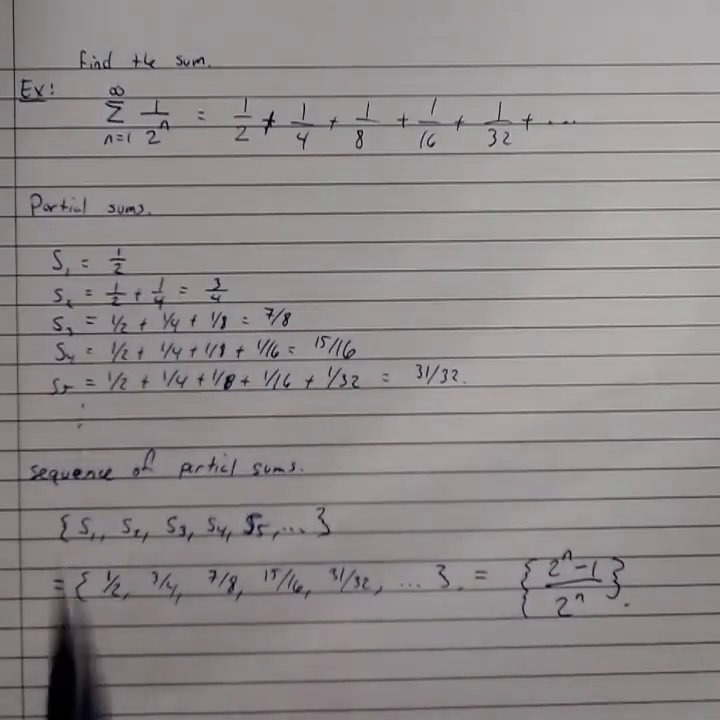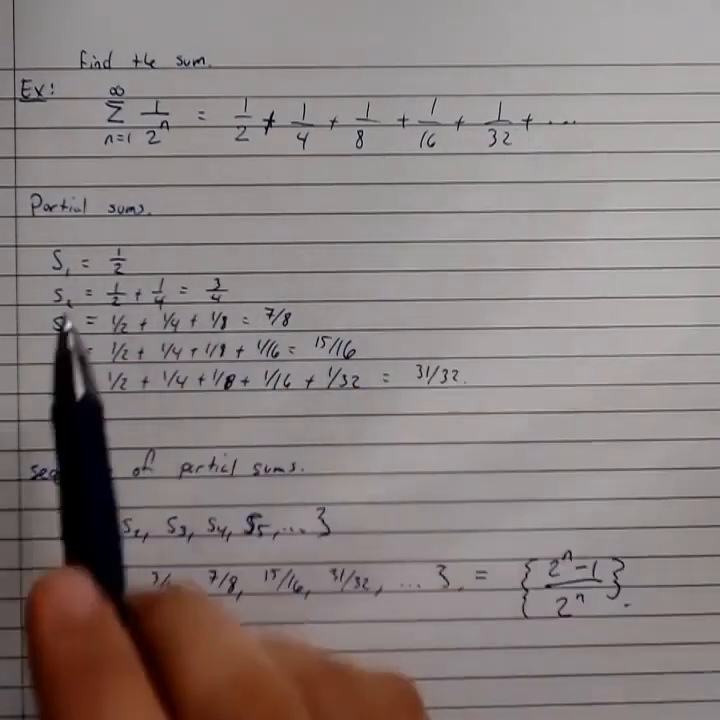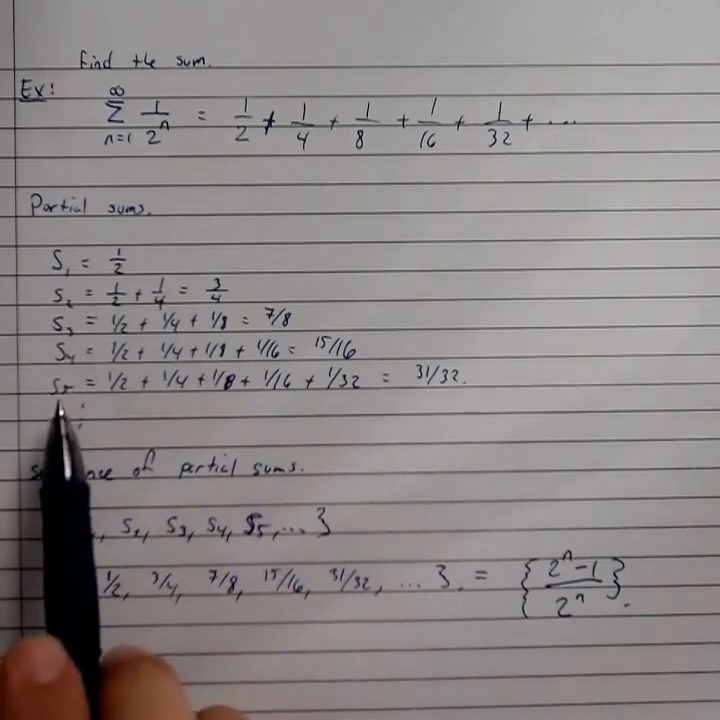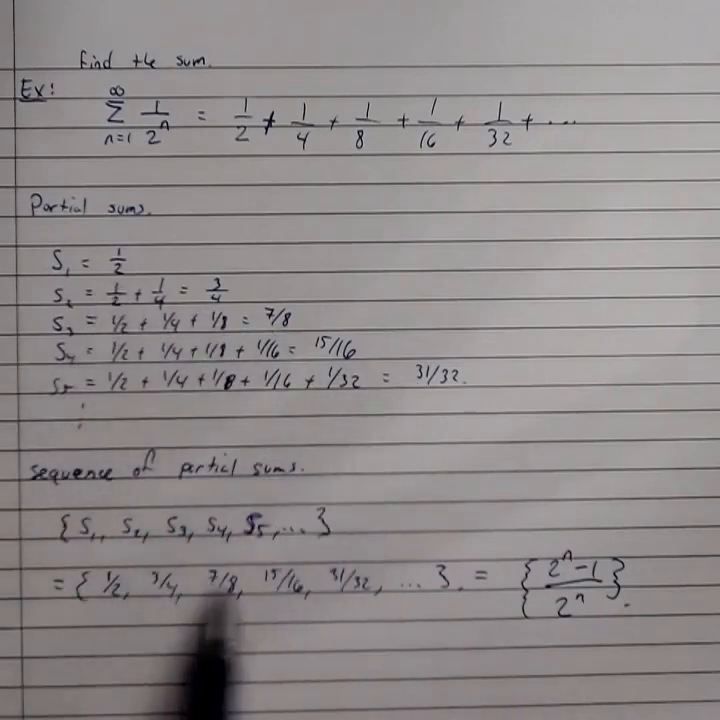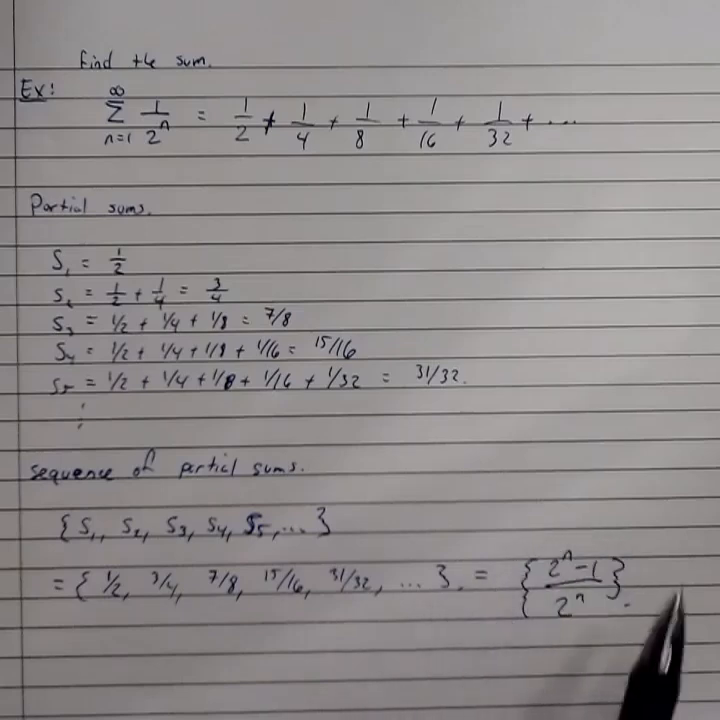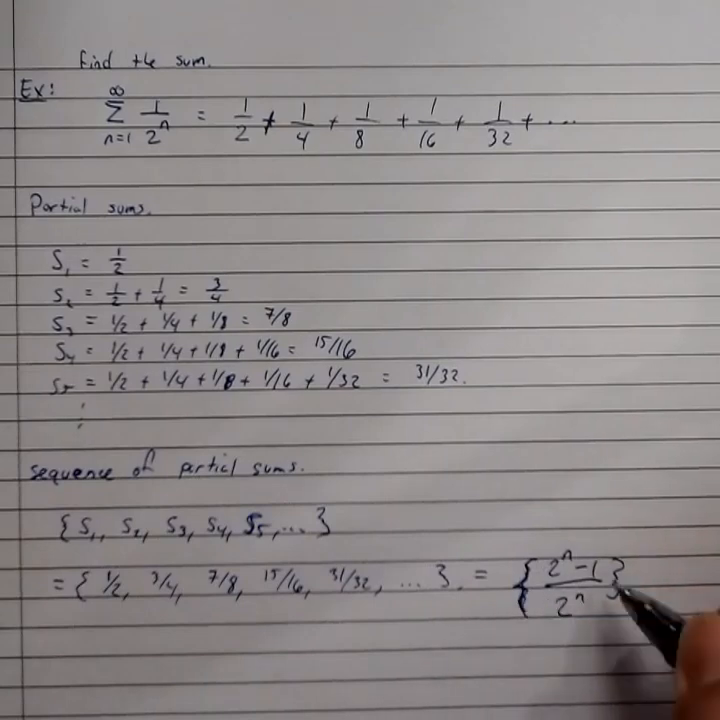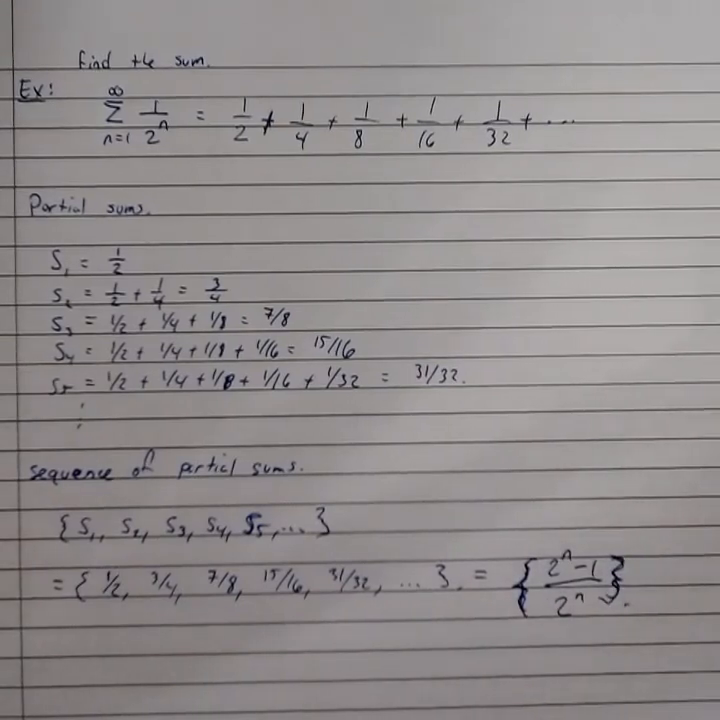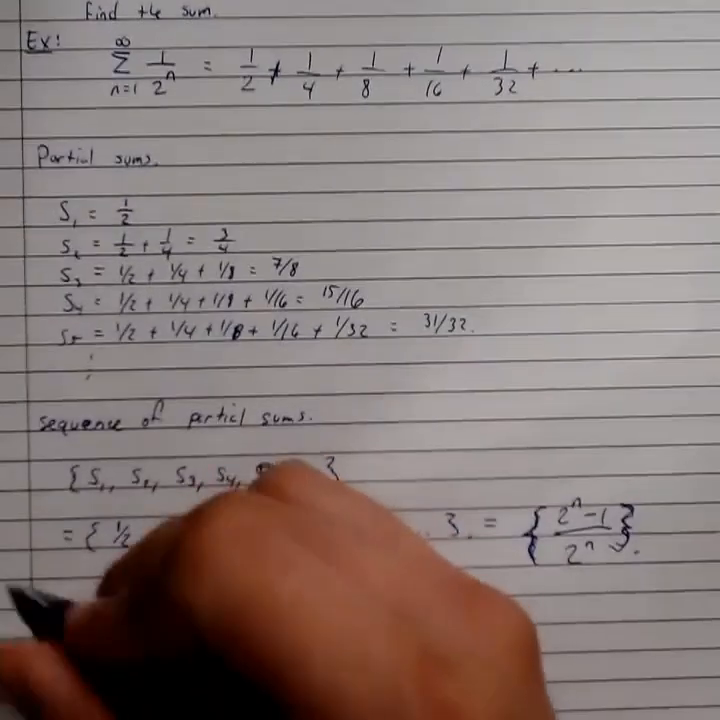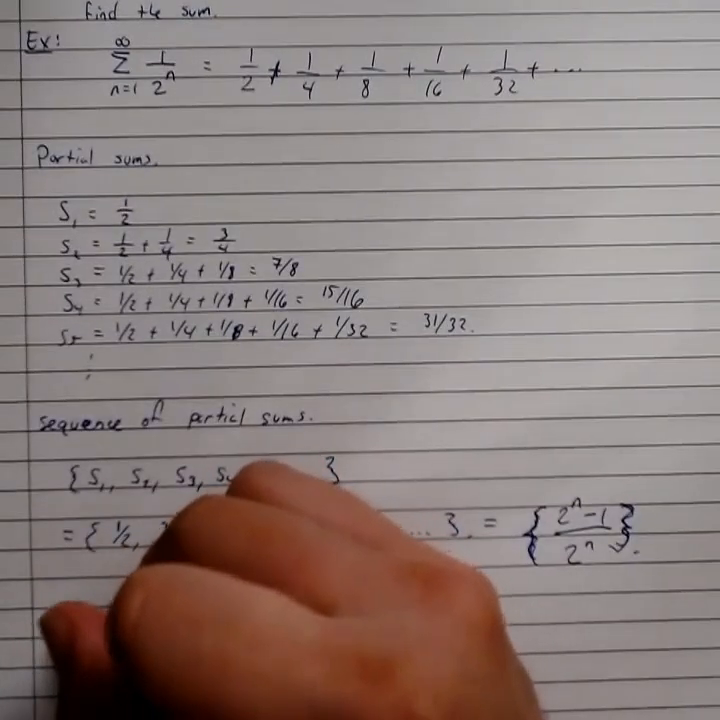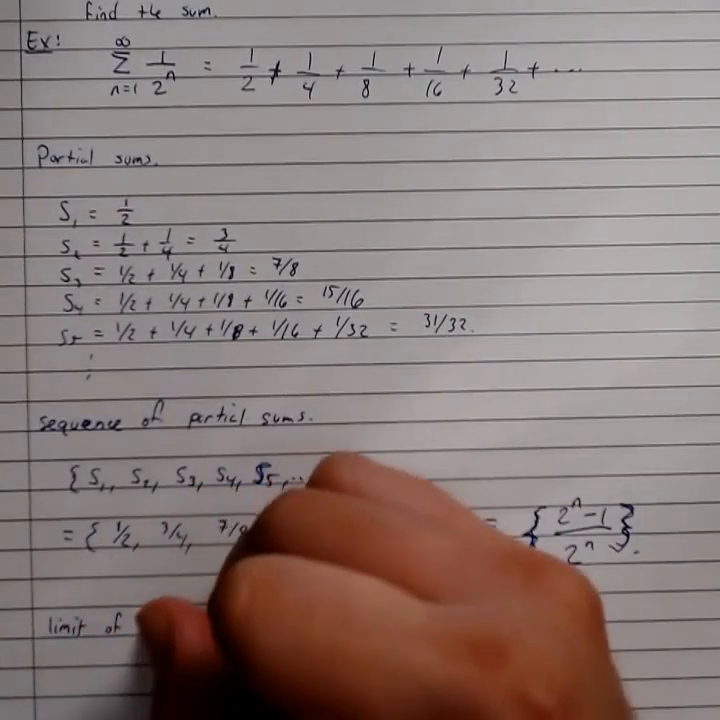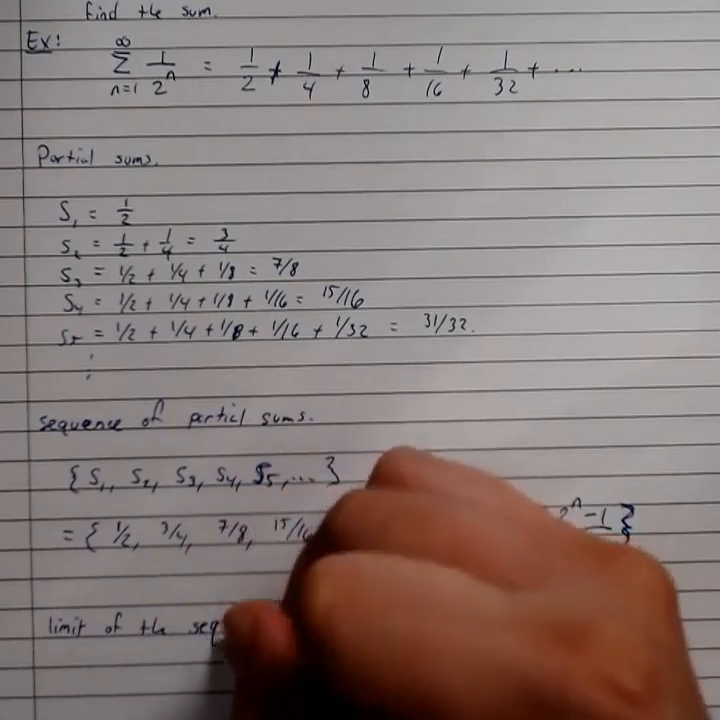Okay? So I started with an infinite sum. I broke it up into partial sums, and from those partial sums, I made a sequence. That sequence can be written using its nth term. And wow, that is the ugliest brace I have ever drawn. All right, let's try. There we go. Yeah, that's not really any better, but oh well. But now consider the limit of this sequence. So now let's take a look at the limit of the sequence of partial sums.